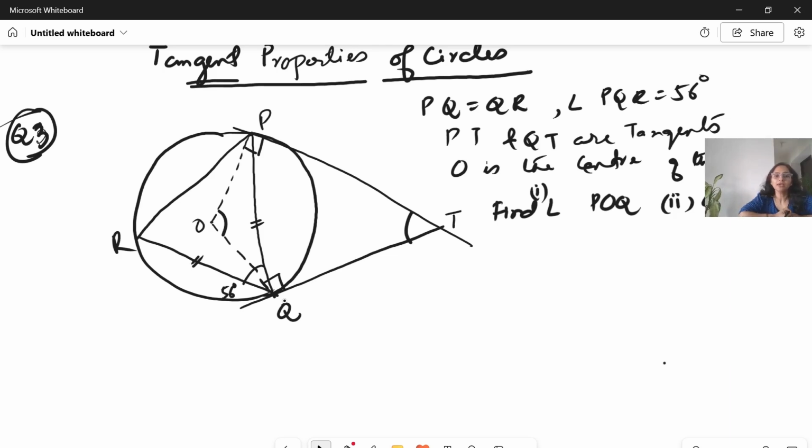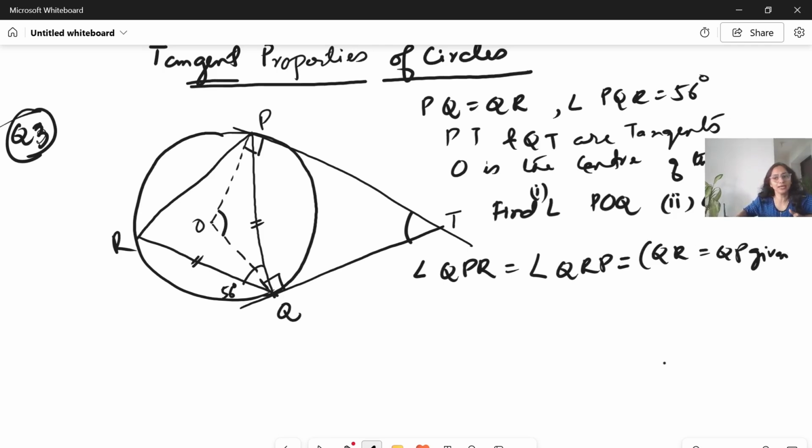See, angle PQR is given to us as 56 degrees, but we are seeing that PQ is equal to RQ, which means it is an isosceles triangle. So we can calculate the other two angles of the triangle, which will be equal. So angle QPR will be equal to angle QRP. Why will they be equal? Because it is an isosceles triangle. QR is equal to QP, given. So the angles will be equal.